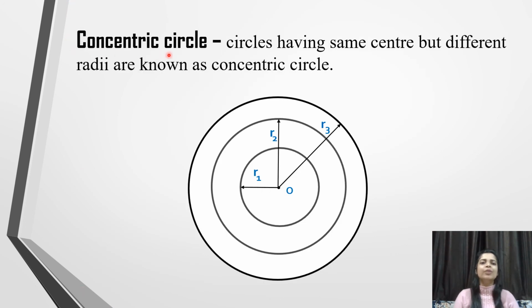Now, what are concentric circles? This is the last topic for today's class. Circles having the same center but different radii are known as concentric circles. In this figure, we have three circles having the center O but having different radii. For circle 1, the radius is R1. For circle 2, the radius is R2. And for circle 3, the radius is R3. So these are known as concentric circles.